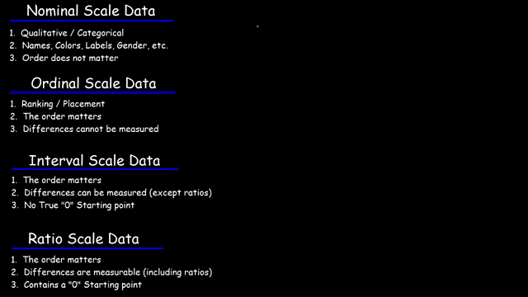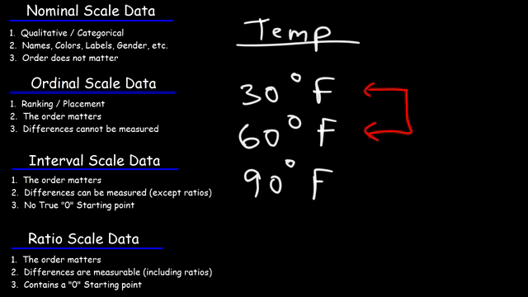So let's say if we have two temperature values, 30 degrees Fahrenheit and 60 degrees Fahrenheit. And let's say 90 degrees Fahrenheit. So the difference between a temperature at 30 and the temperature at 60 can be measured. That's a difference of 30 degrees. And the difference between 60 and 90, that can be measured as well. That's another change of 30 degrees Fahrenheit. So differences can be measured for the interval scale data.